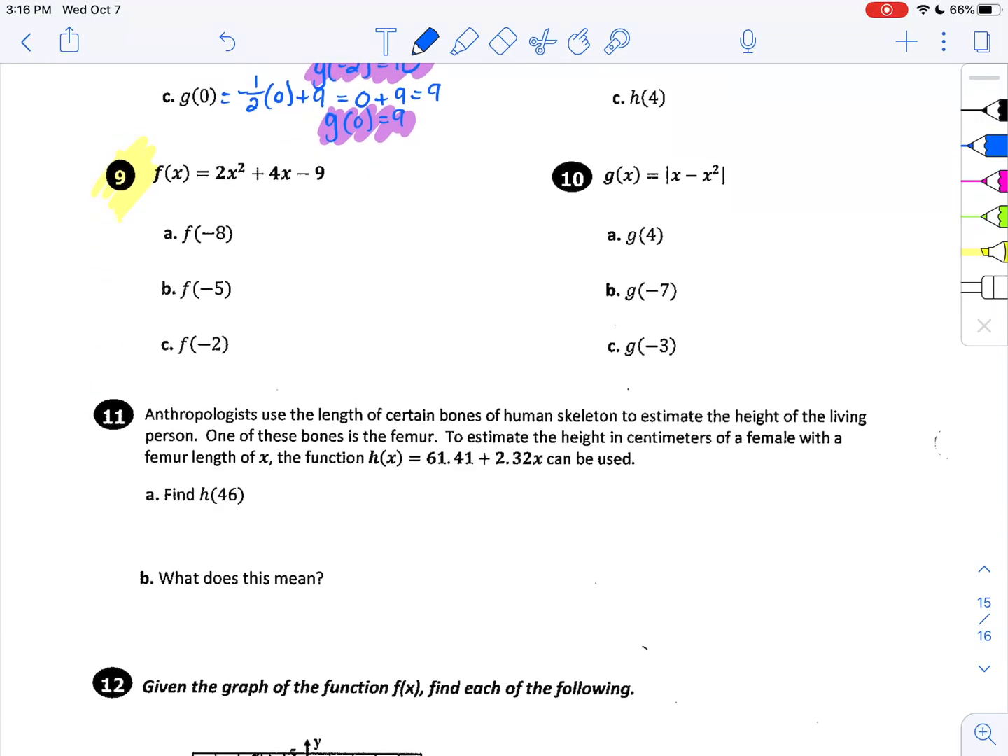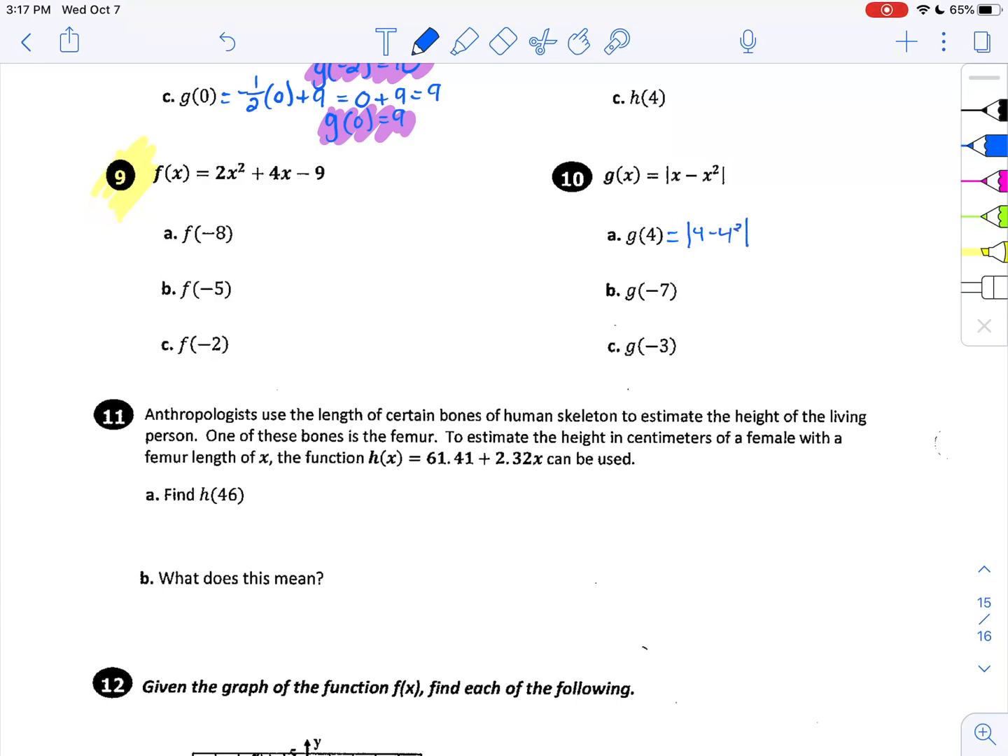Number 10 says g of x equals the absolute value of x minus x squared. So again, we're going to evaluate these the same way. You just have to remember you're going to solve order of operations and remember what absolute value means. So when we evaluate g of 4, we're going to replace x in both situations with 4.